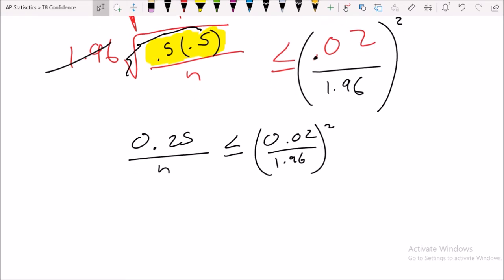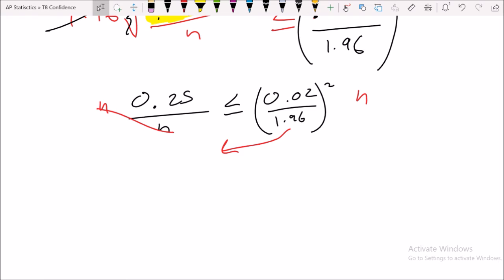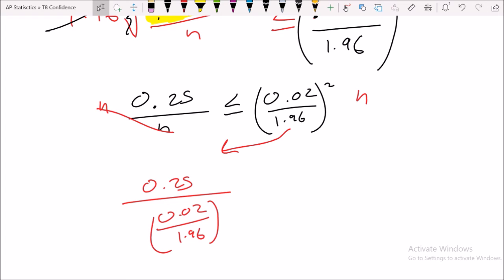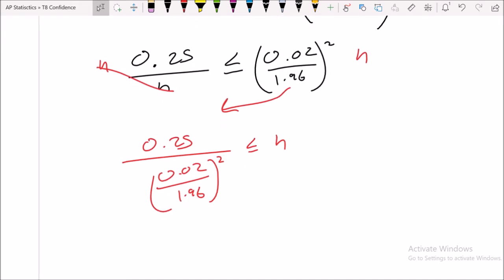And then we're going to do two moves in one here. The first thing we're going to do is multiply both sides by n so that n's not in the denominator. And then in the same move, we're going to divide down that entire quantity on the right side. So what we end up with is 0.25 divided by (0.02 over 1.96) quantity squared is less than or equal to n. And so from here, we're going to type that in our calculator. When I type that in, I get a decimal that's just a little bit over 2,400.